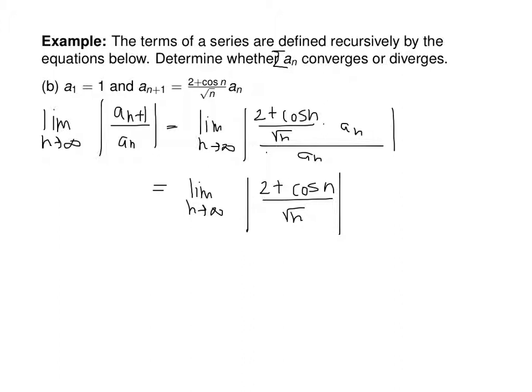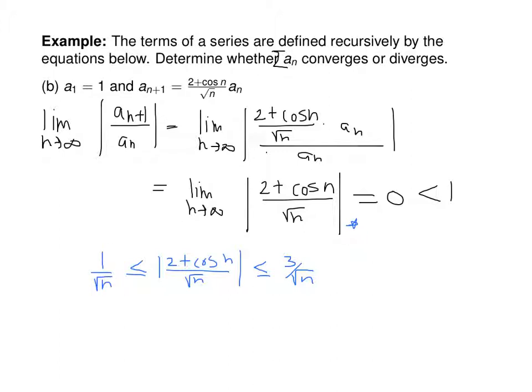And you can actually prove that this limit is equal to 0, which is less than 1. And here is how you prove it using the squeeze theorem. So cosine is in between -1 and 1. So 2 plus cosine n over root n: if cosine is equal to 1, the greatest this could be is 3 over root n. And if cosine was negative 1, the lowest this numerator could be is 1, so 1 over root n.